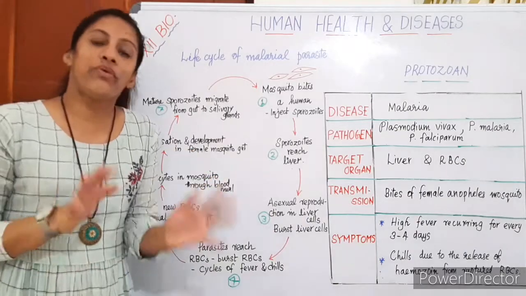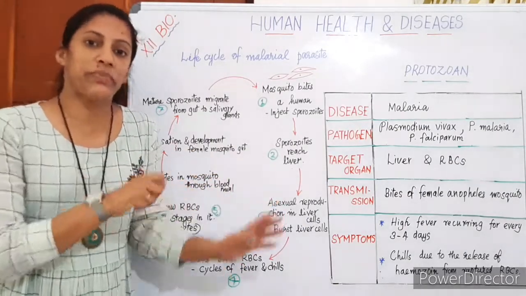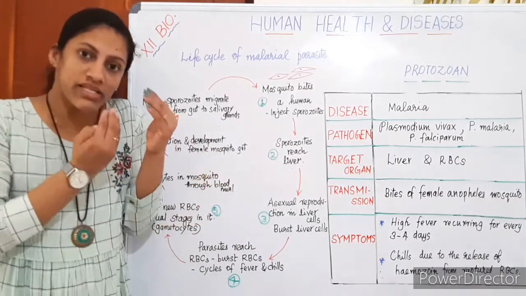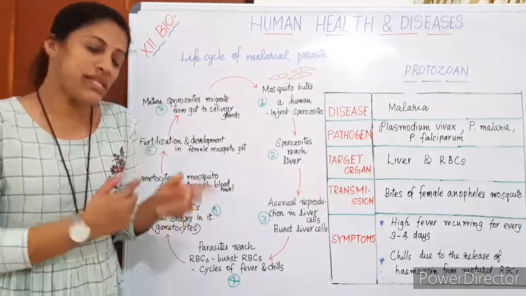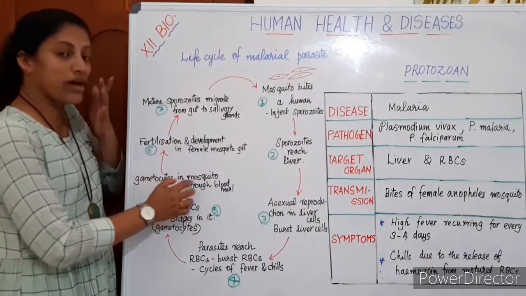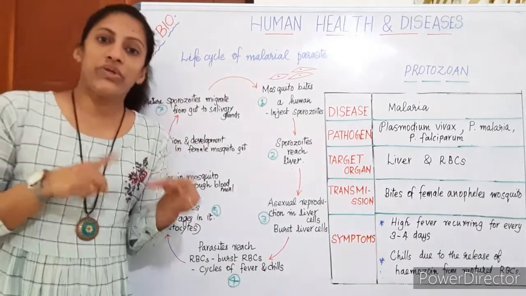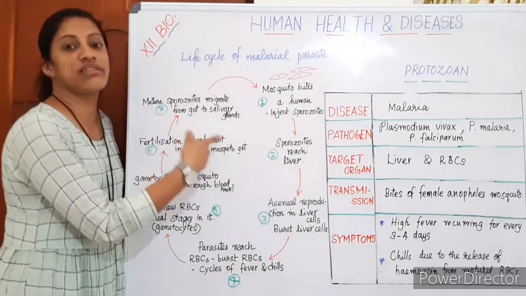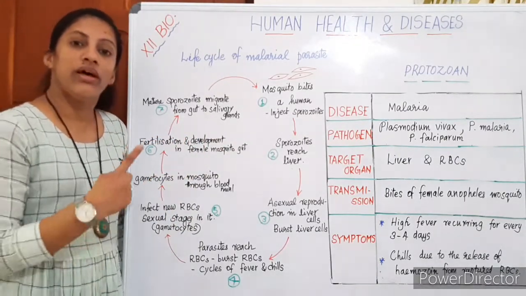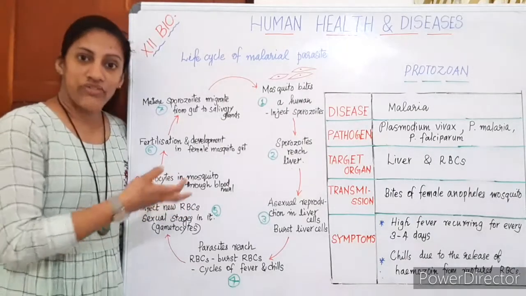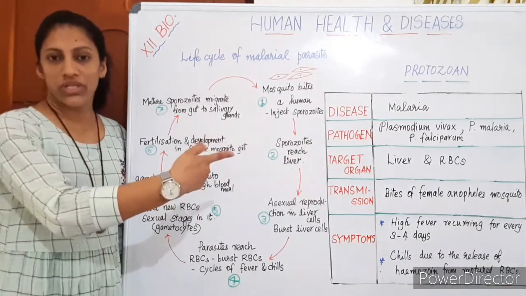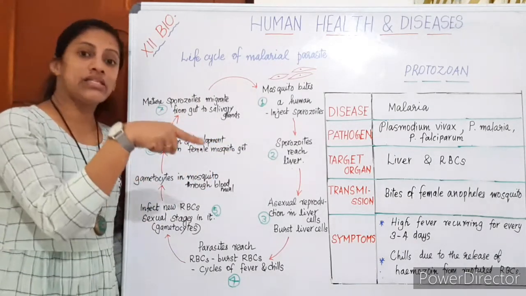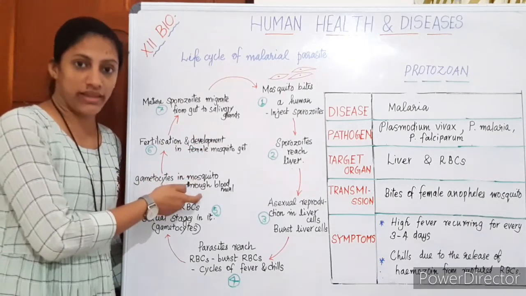Then when a mosquito bites an infected person, when the mosquito takes the blood, what happens? The gametocytes reach the mosquito's body. The gametocytes in the mosquito's body will undergo fertilization in its alimentary canal. Now the gametocytes from our blood have reached the mosquito's body, in gametocyte form, and these gametocytes release the gametes there in the gut.